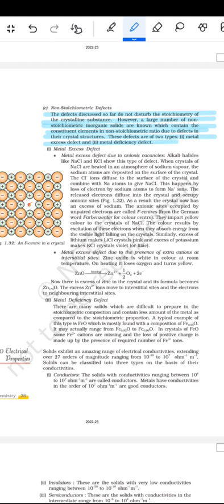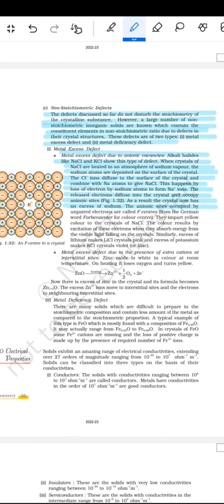Metal excess defect की बात करें तो metal excess defect due to the anionic vacancies, alkali halides like the NaCl and the KCl show this type of defect. When the crystals of NaCl are heated in the atmosphere of the sodium vapor, the sodium atoms are deposited on the surface of the crystal. The chloride ions diffuse to the surface of the crystal and combine with the Na atom to give the NaCl. This happens by the loss of the electron by the sodium atoms to form the Na+ ion. The released electrons diffuse into the crystal and occupy the anionic sites. As a result, the crystal now has an excess of the sodium.